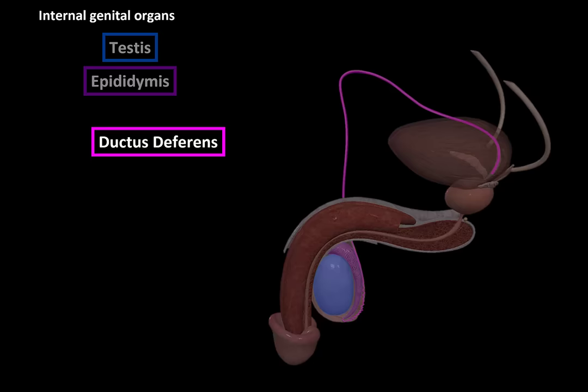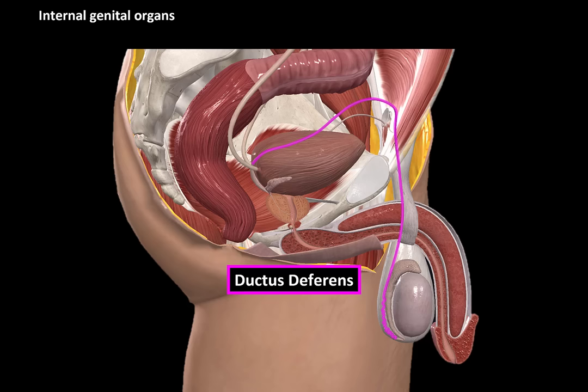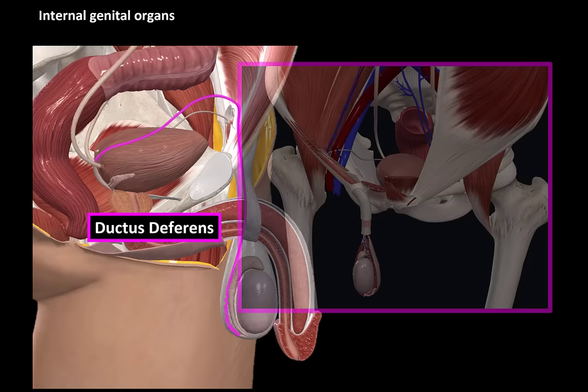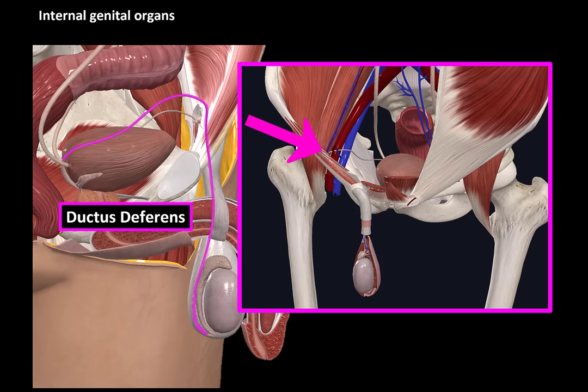The ductus deferens is a tubular organ that transports spermatozoa from the epididymis to the prostatic urethra by peristaltic contractions, right? So it passes from the scrotum through the spermatic cord and the inguinal canal into the lesser pelvis, where it crosses the ureter and enters the prostate.